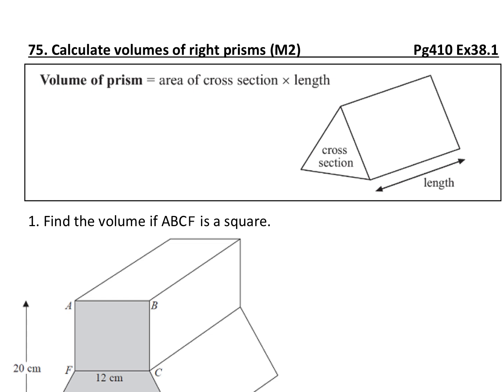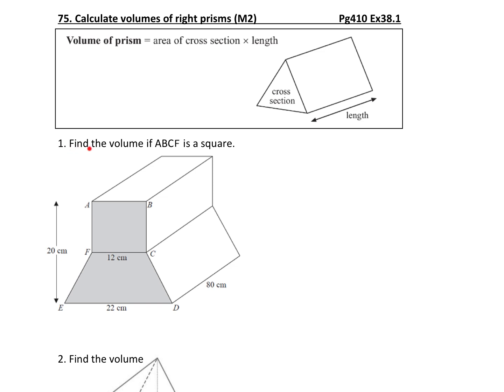So a prism can be described as any shape that has a section that stays consistent as you move throughout the length of the shape. If this cross-section gets bigger or smaller, it's not a prism. If it stays uniform, the same, then it is a prism. This does not have to be a triangle, it can be any shape at all. Let's see if we can apply that.